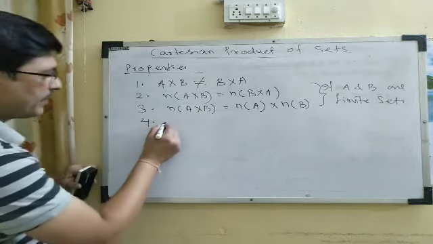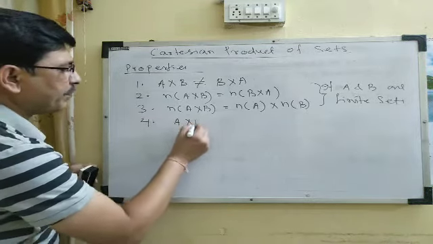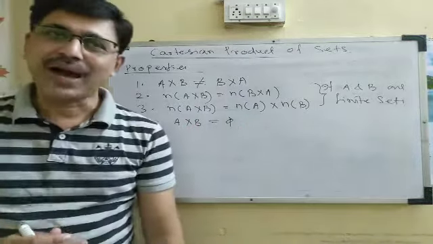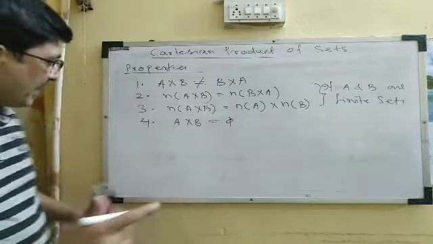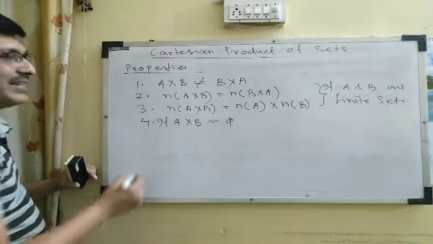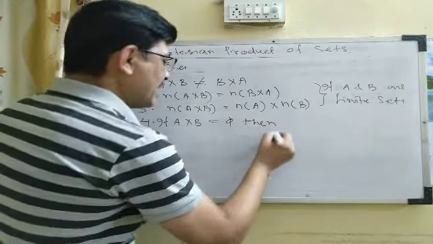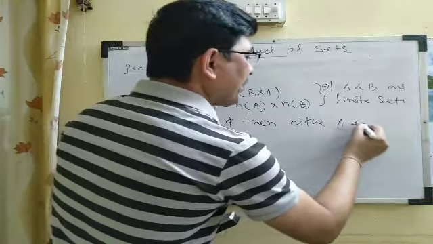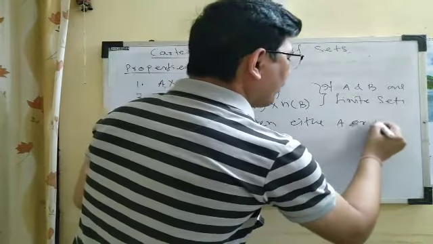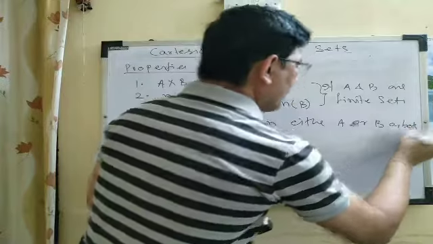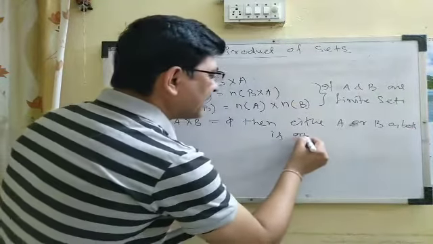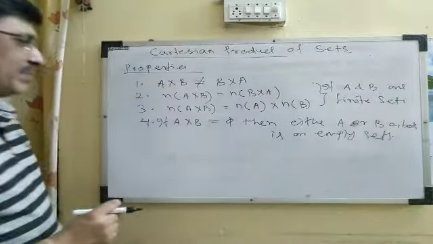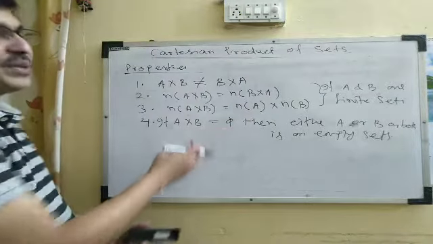Suppose A cross B is equal to empty set. Then what can you say about A and B? If A cross B is equal to empty set, then either A or B or both is an empty set. That means अगर A empty है, then A cross B will be definitely empty.